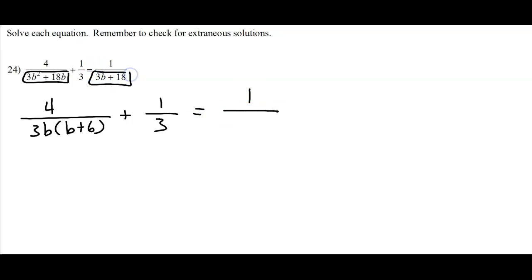And on this bottom, I can't take out a b, but I can still take out a 3. All right, so this one has a 3. This one's got a 3, and this one's got a 3. This one has a b. And then these two both have a b plus 6. So basically, I need to multiply everything by 3, by b, and by b plus 6. And that way, it will cancel out what we need it to. So I'm going to multiply all 3 of these fractions here by a 3, a b, and a b plus 6.